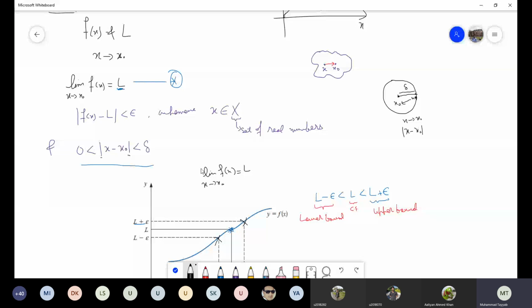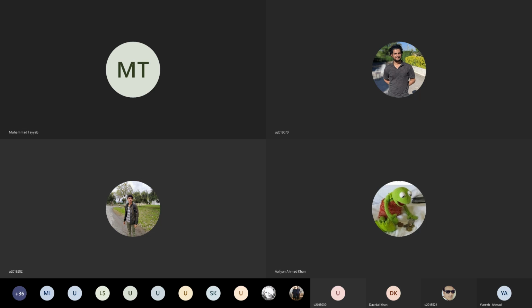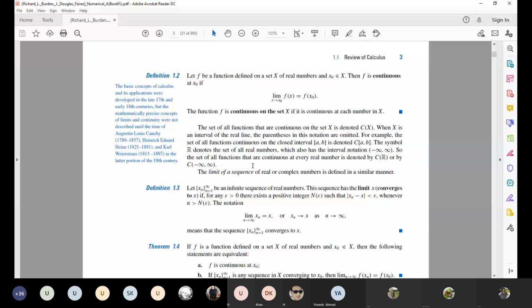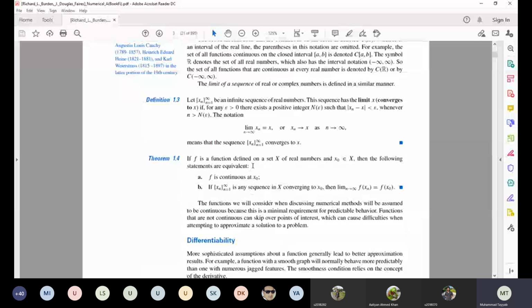अच्छा, next है इसके बाद, let me go back to the book. इसके बाद है जैसे कि continuity की definition है ये वाली. The limit of f of x, when x is approaching to x naught, is equal to the function defined on the same point, which is f of x naught. The function f is continuous on the set x if it is continuous at each point in the x. So basically x एक set है, उसके अंदर different points, अगर वो हर points के ऊपर define है, then the function is called continuous.